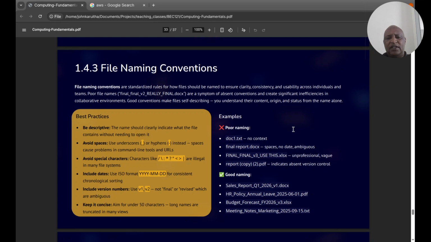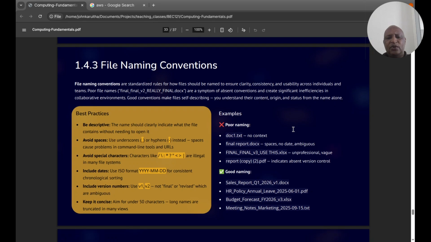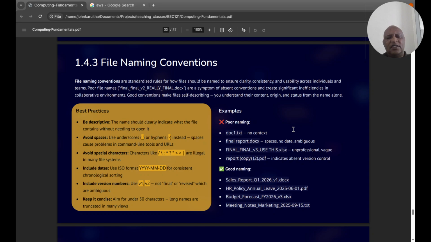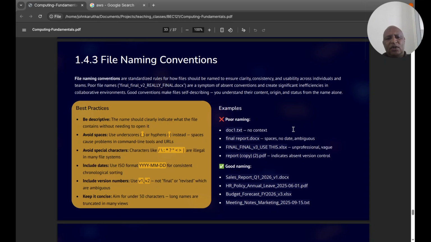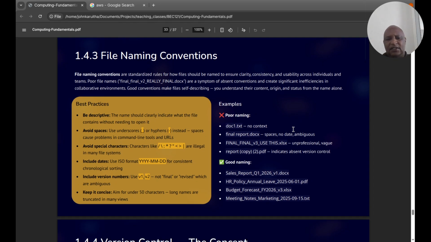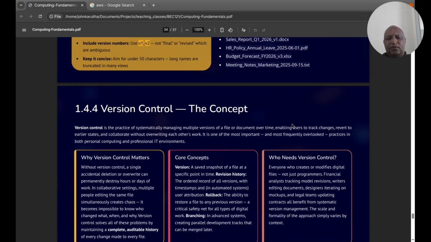I want you to look at this. Please make sure you have a good way of naming your files. Don't call it report, because after 1 year you will not know what this report was all about. So you could say BACK 121, introduction to computing assignment, something like that. That is something more useful.